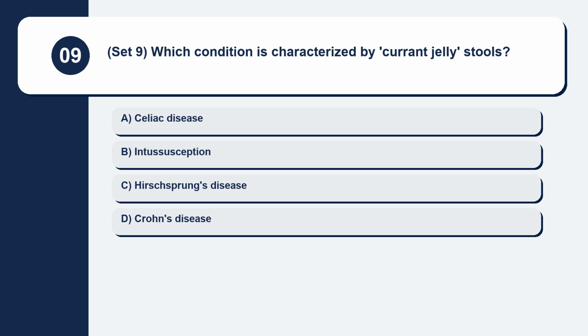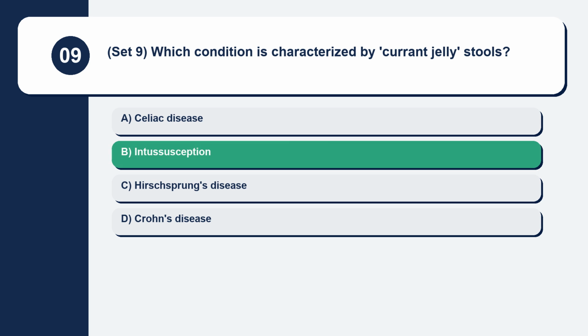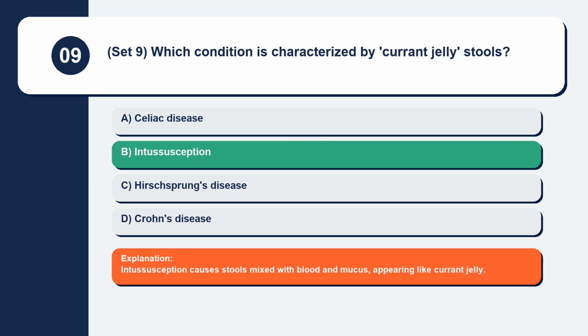Question 9. Set 9. Which condition is characterized by currant jelly stools? Celiac disease, intussusception, Hirschsprung's disease, Crohn's disease. Intussusception causes stools mixed with blood and mucus, appearing like currant jelly.